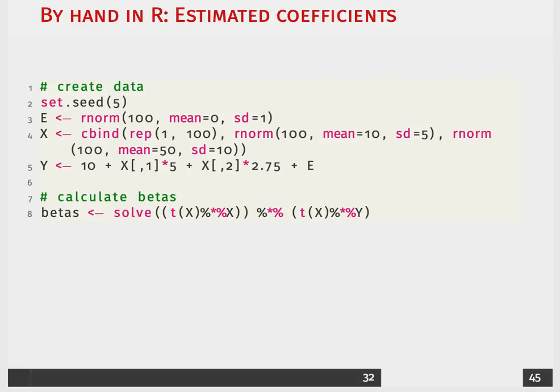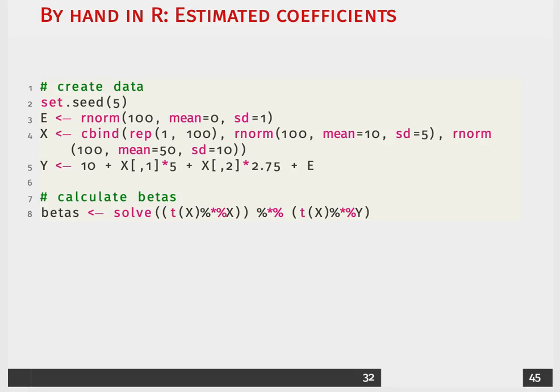To convince you that this is exactly what's happening in R every single time you run a regression, I want to do this by hand and really break down exactly what's going on, as well as creating our own data so that we know exactly what the data generating process is.